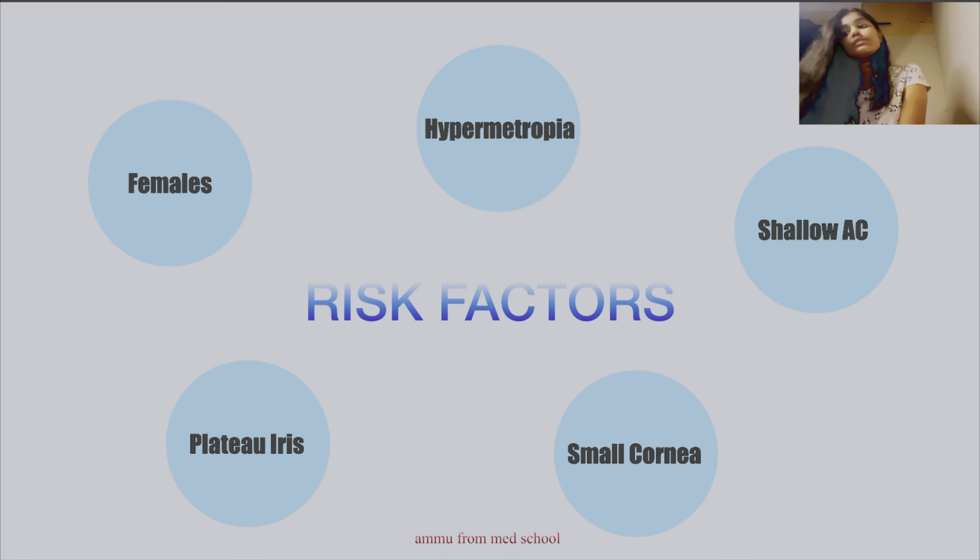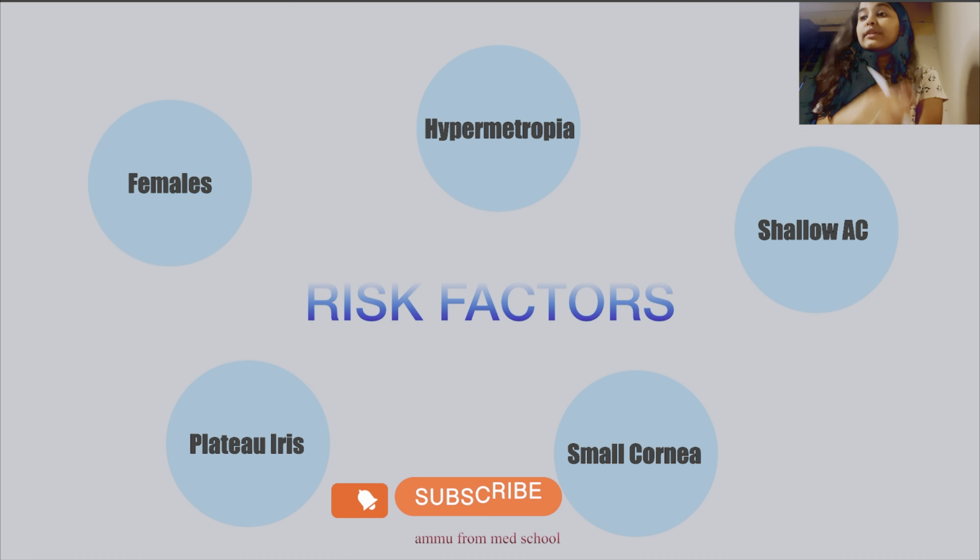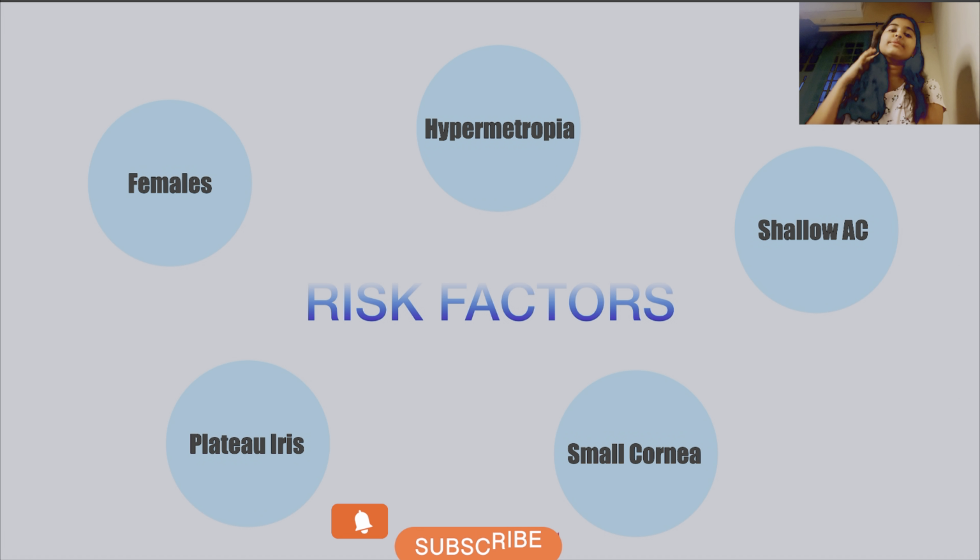Till now we've seen what angle closure glaucoma is. We saw how it develops from a healthy eye to a glaucomatous eye. Its classification is basically the stages of how it is happening. And now we're going to see the risk factors, like who are all in the risk category of developing this glaucoma.